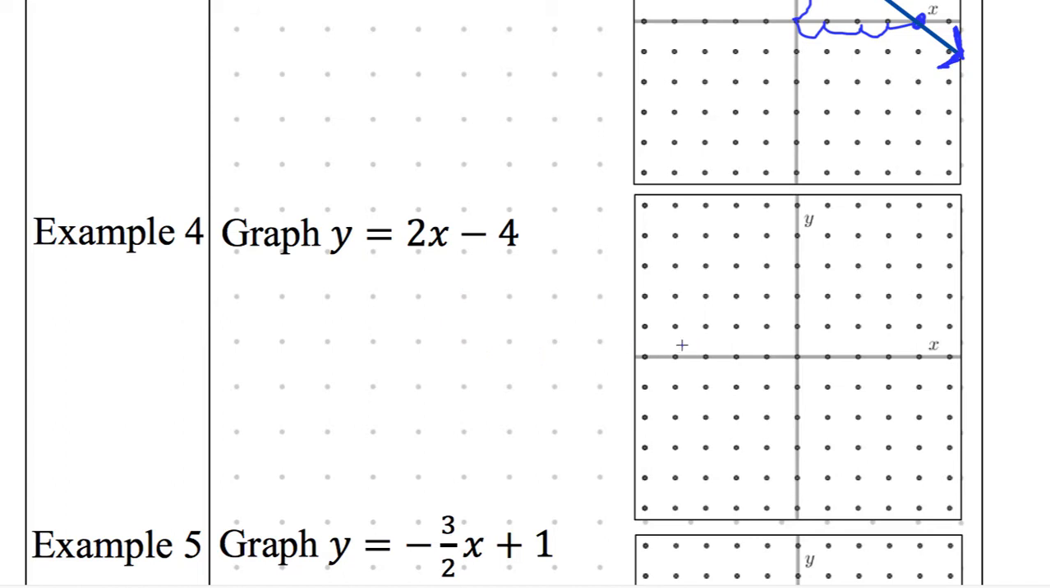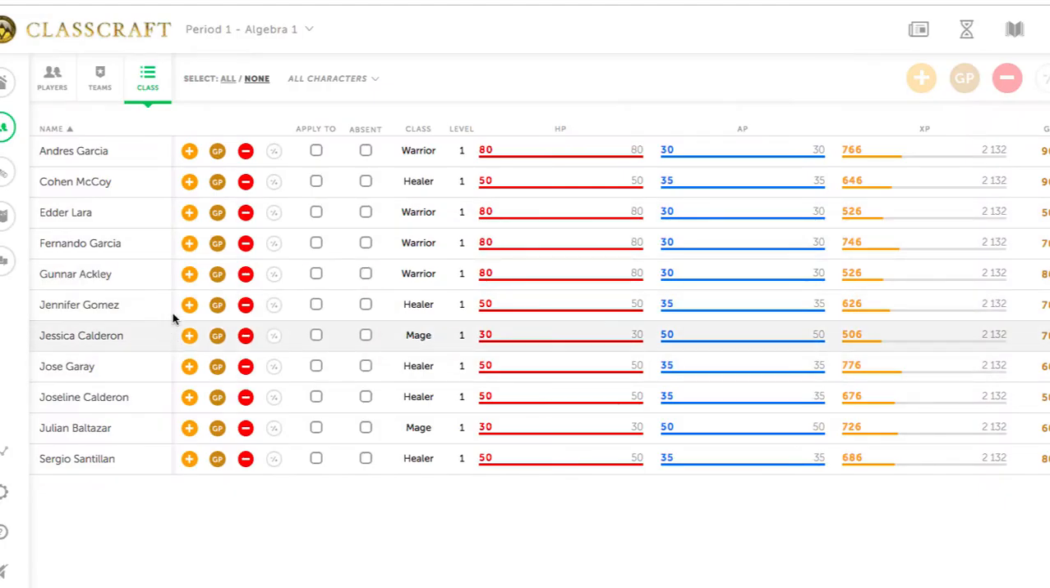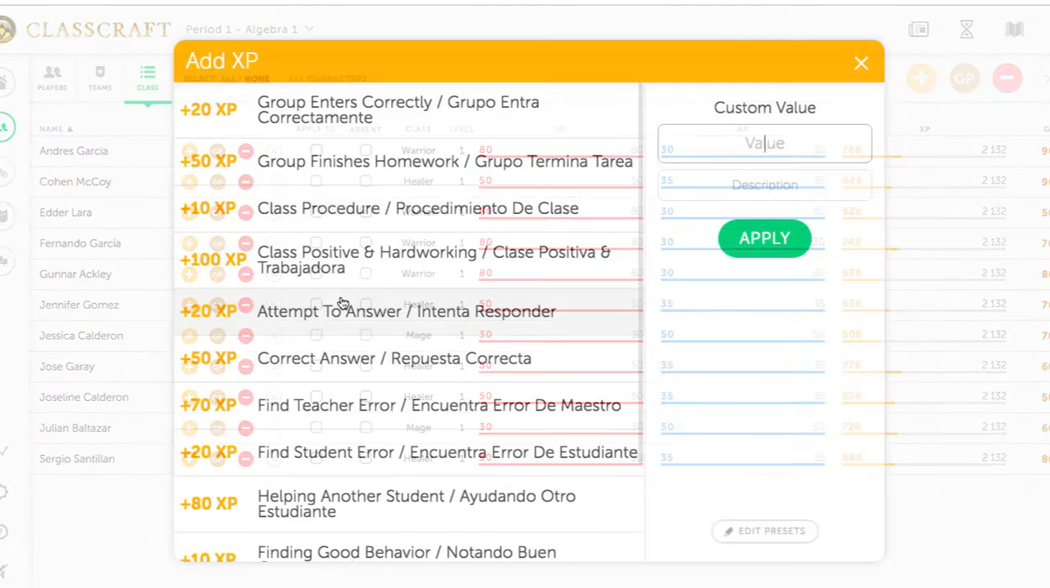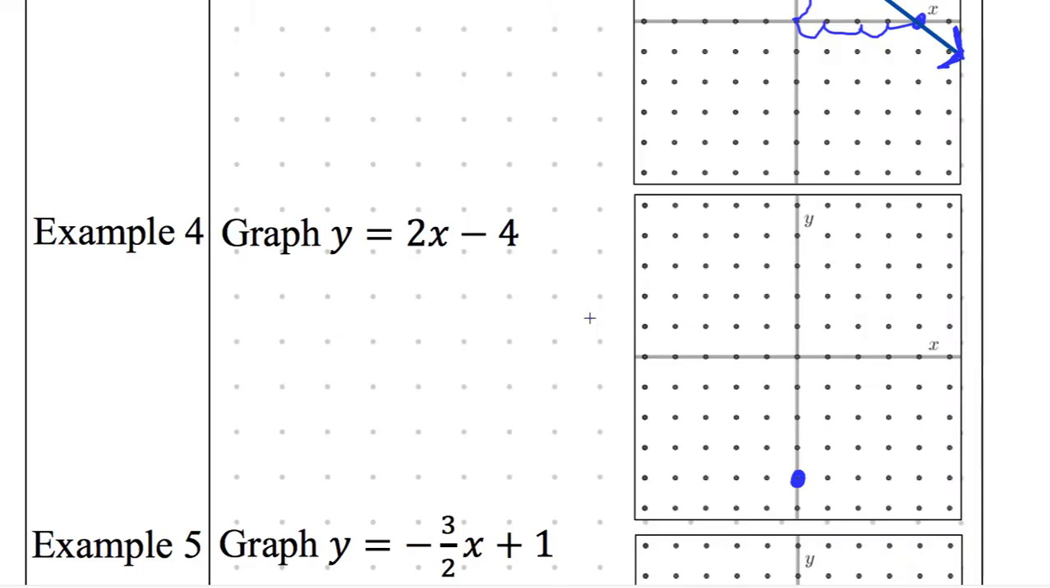0, -4. That means 0 in the X direction and -4 in the Y direction. All right. 0, -4 is right there. Thank you, Jennifer. You can turn in your card. All right, next, what do I do?